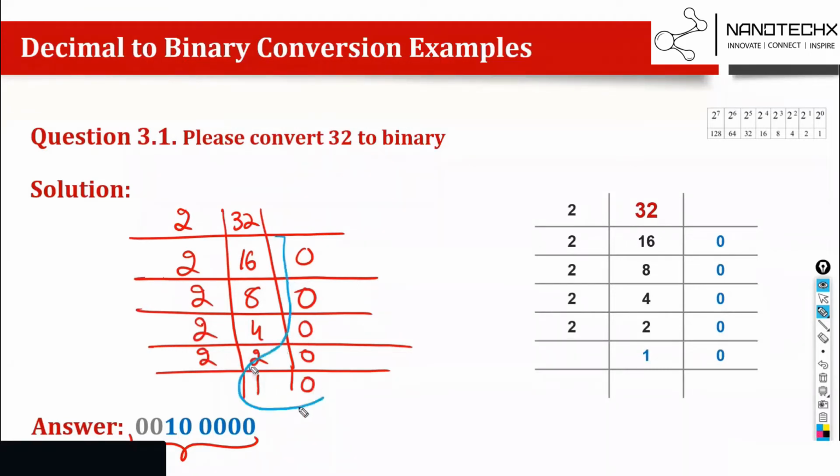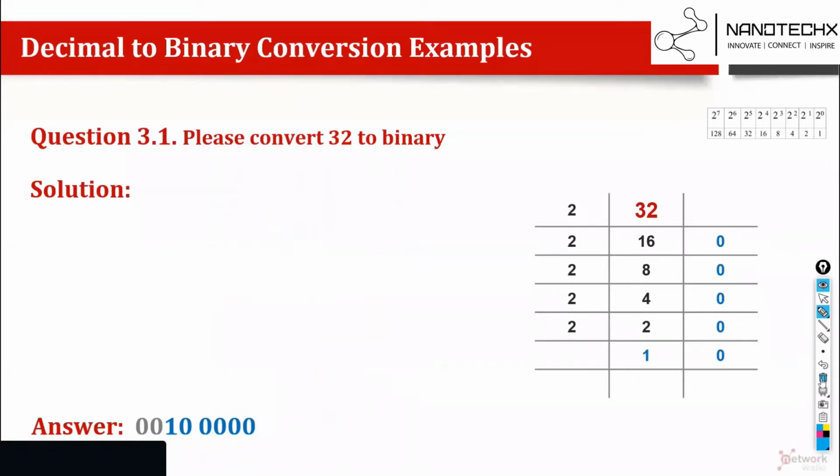So what is this? 1 0 and then 4 zeros. But like we discussed, the binary number is always 8 digits, so we add 0 and 0. So the number becomes this one. This is how we have converted 32 into binary. Clear on this one, guys? Let's do one more example.